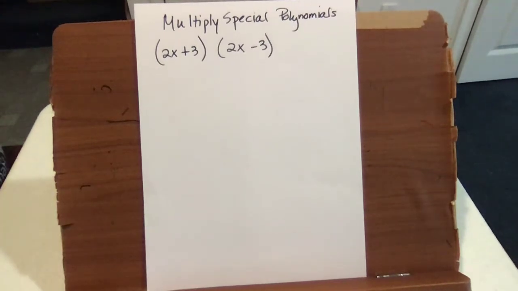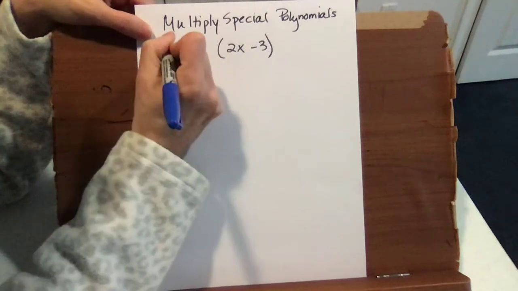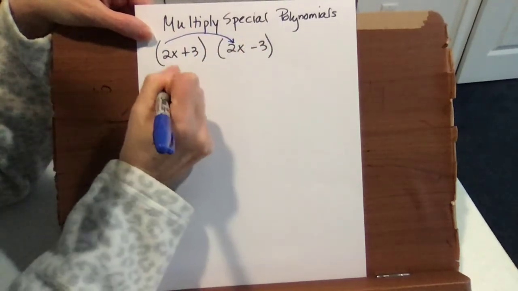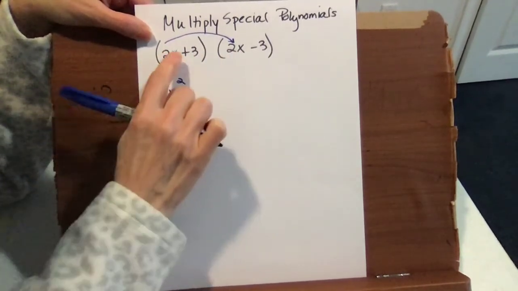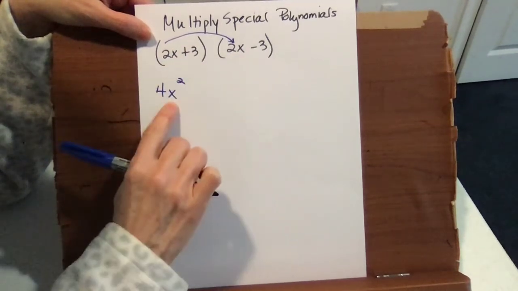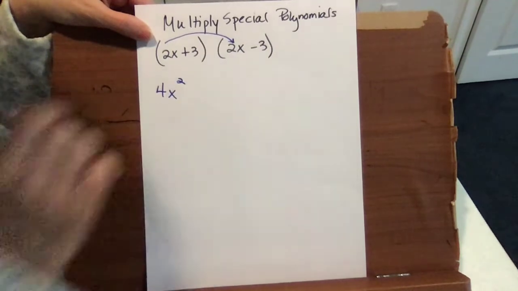Okay. So we're going to go about doing the FOIL method the same as always. So we're going to take our first terms and multiply them. So 2x times 2x, which gives us 4x squared. Okay, so 2 times 2 is our 4. And remember, when we're multiplying like bases of x times x, we keep the base and add the exponents, which are both 1. 1 plus 1 gives us the power of 2.